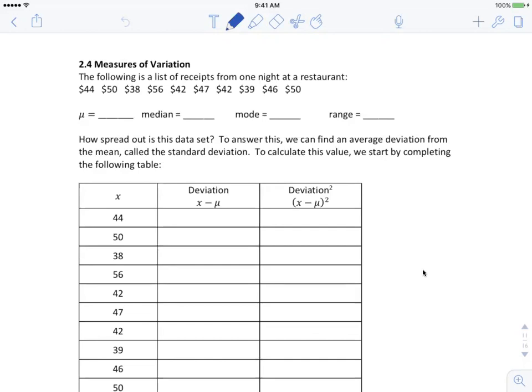So let's try it. Here we have a data set, a list of receipts from one night at a restaurant. We're going to assume that this is the population, meaning that this is all of the receipts from the night, because that will matter when we get to the formulas. But the first thing we'd like to do is a little bit of review here: find the mean, median, mode, and the range. So if you want to just hit pause and try that on your own, and then when you're ready, hit play, and then I'll just have them all appear.